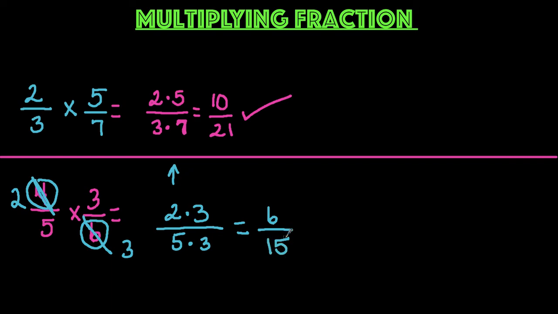But wait, my fraction is not reduced or simplified. So now, what factor can I divide both of these numbers by so that I can simplify it? The answer is 3. Six divided by 3 equals 2. 15 divided by 3 equals 5. And that is my final answer.